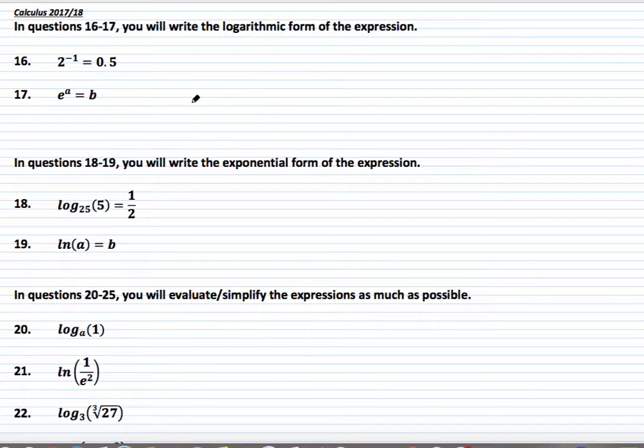All right, we have the solutions to homework number 16 in calculus. This is number 16 through 27 in the Unit 1 Pre-Calculus Review Packet. So for questions 16 and 17, we're looking to write the logarithmic form of the expression.